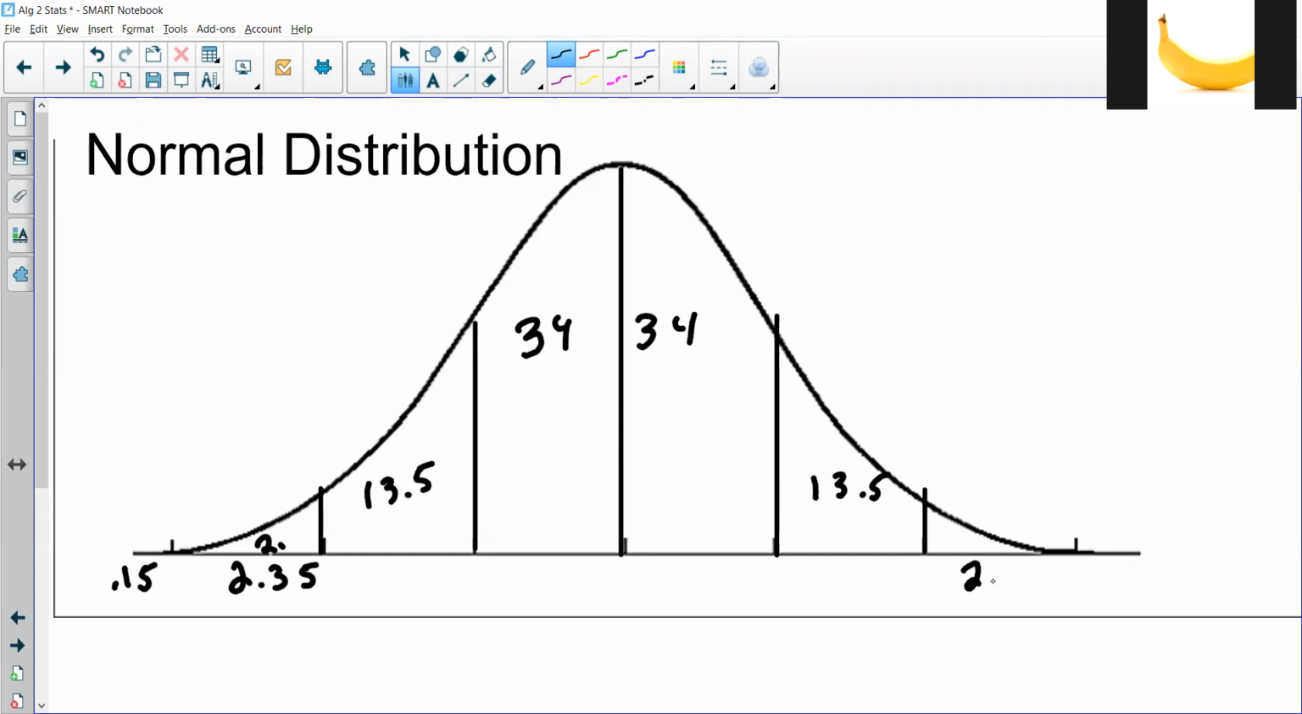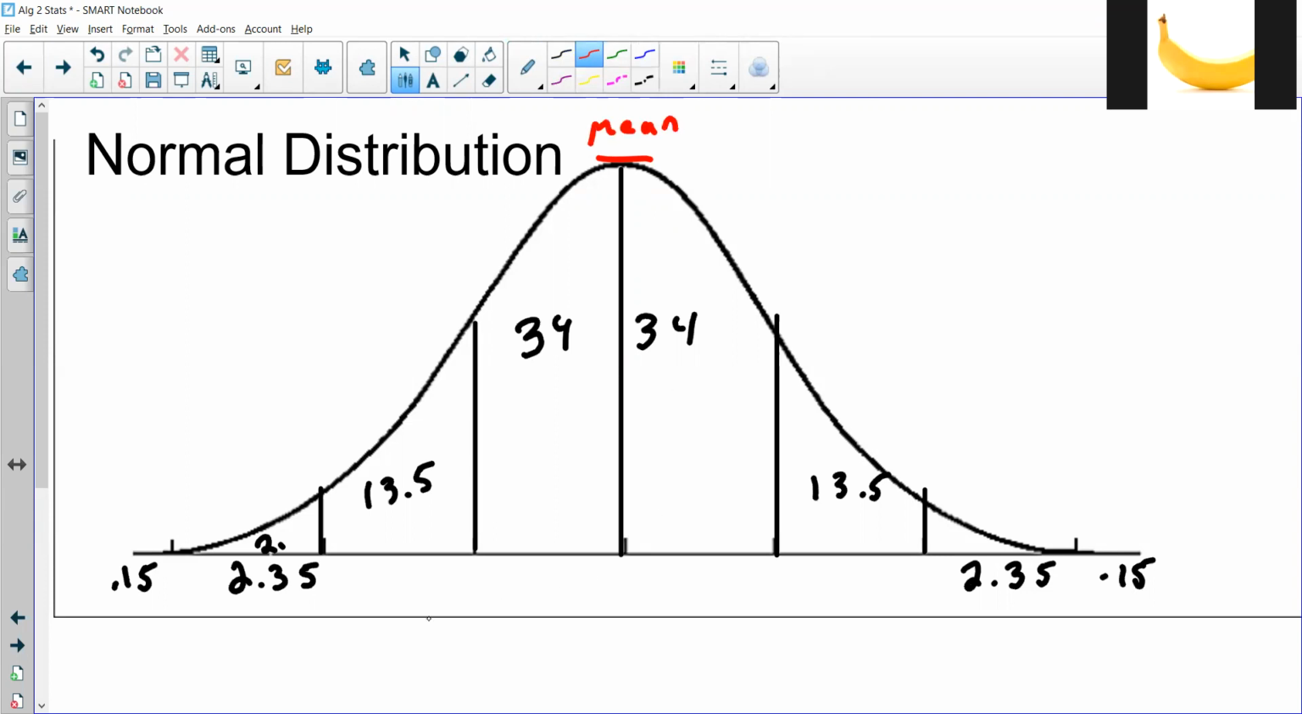This is a callback to what we did yesterday. You already have this, but we're going to do something with this. Make a curve. Now, the number in the middle is our mean value. There's two ways you might see it. This is going to be the mean.